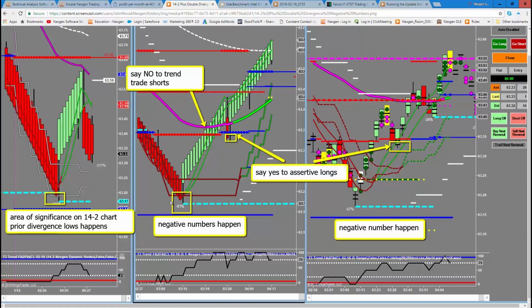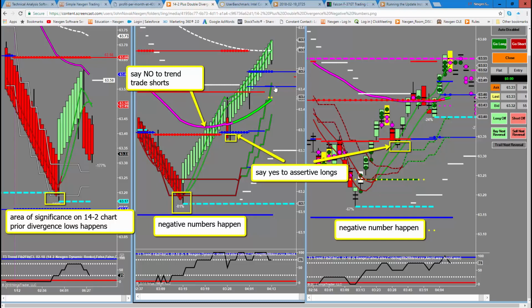So does everybody understand this concept? Negative numbers mean divergence. It doesn't matter what the number is. And if you see divergence on one chart, you have to wonder, maybe it's going to go a little higher. If you see divergence on 3 charts, then it usually means stop doing short trades. Everybody okay with that thought process?